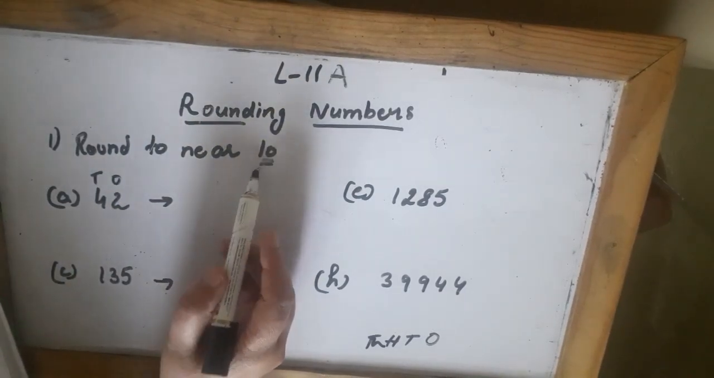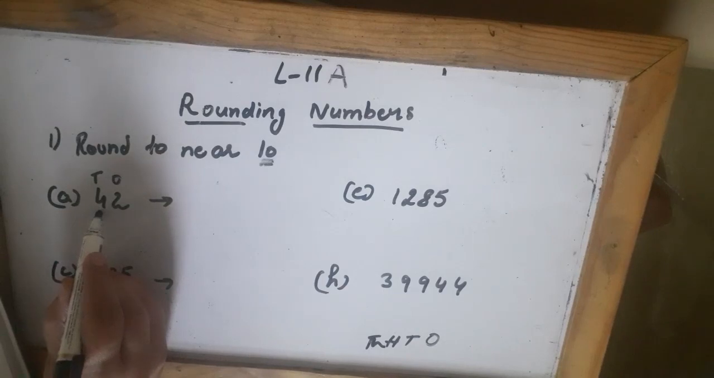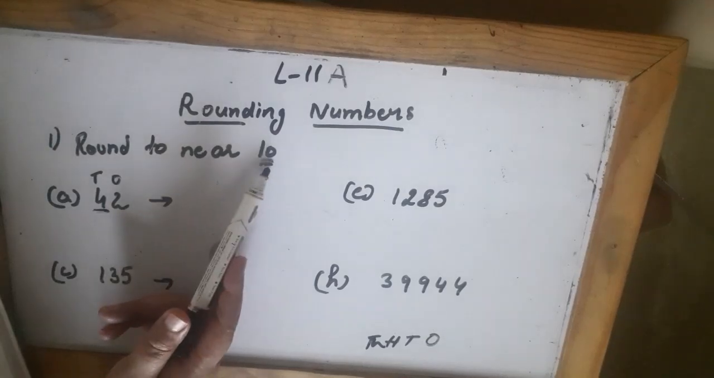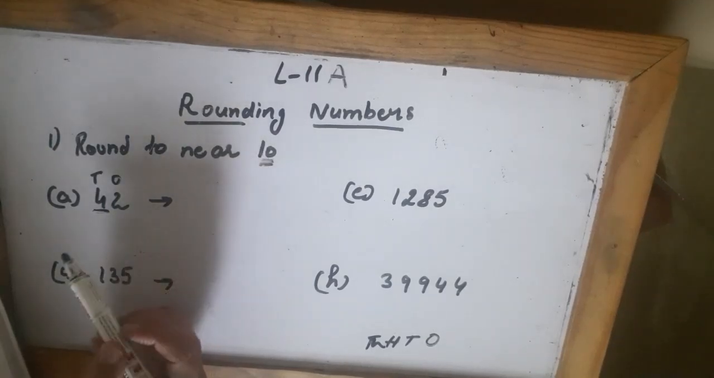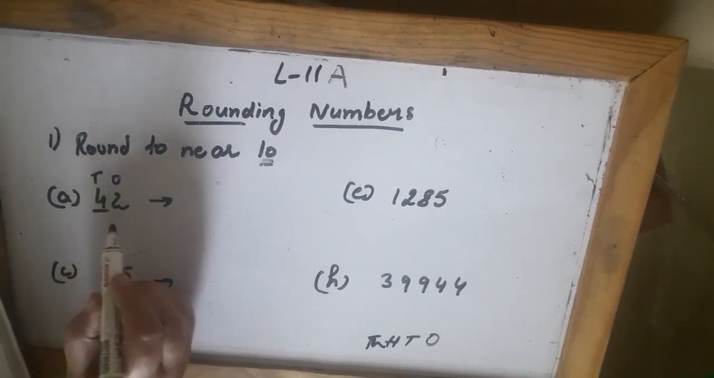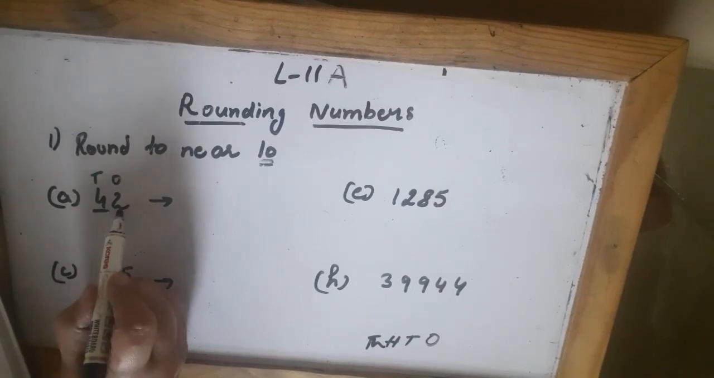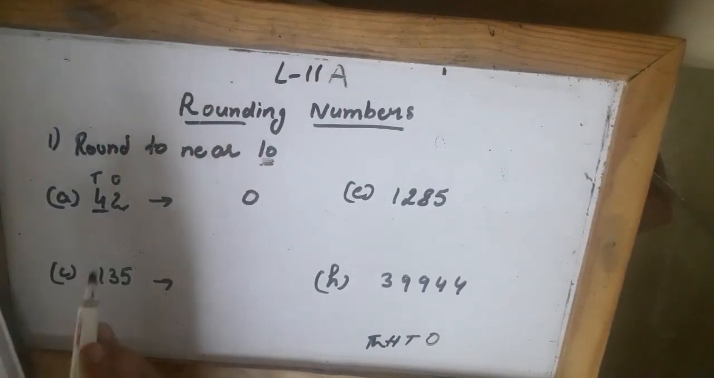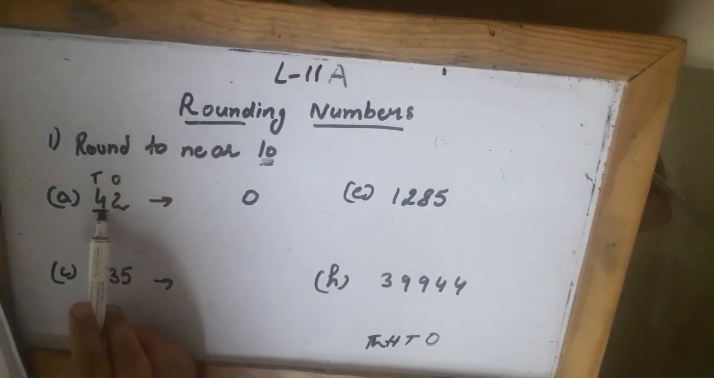So near 10 means I will underline the digit. You can underline the digit on the tens place, because I have to round this number to the nearest 10. Now first of all, because I have to round to the nearest 10, the digit at the ones place will become 0. Now we have to decide about the tens place.